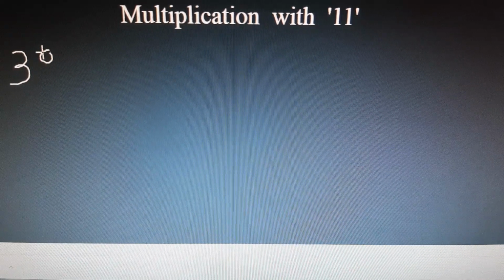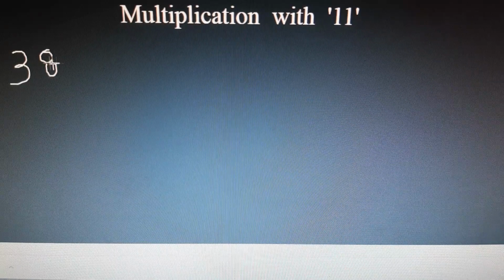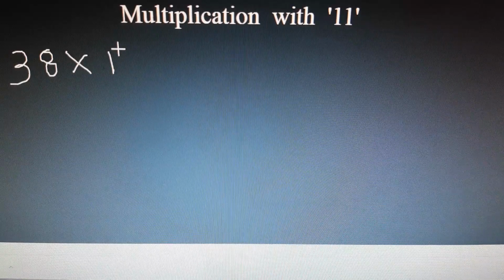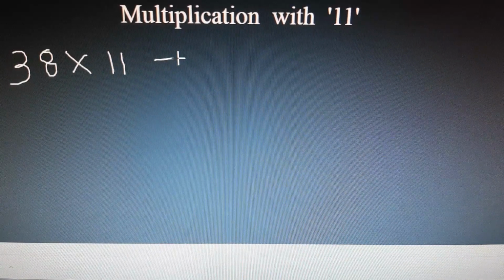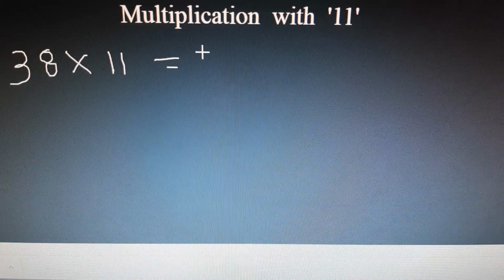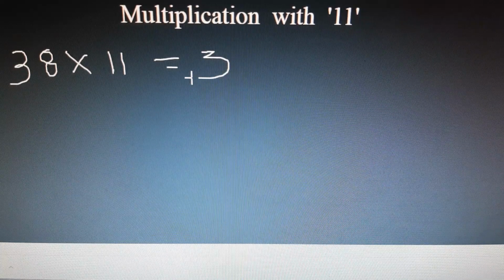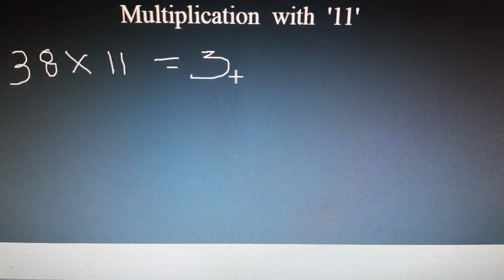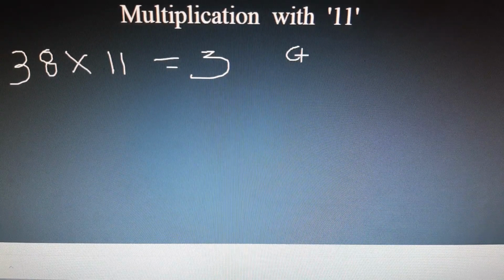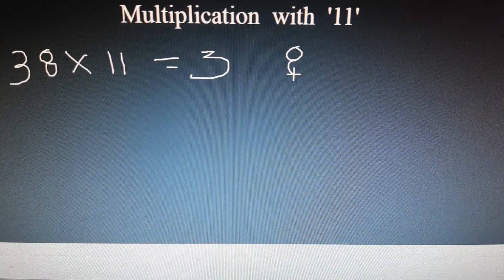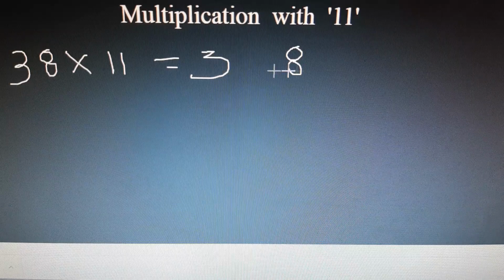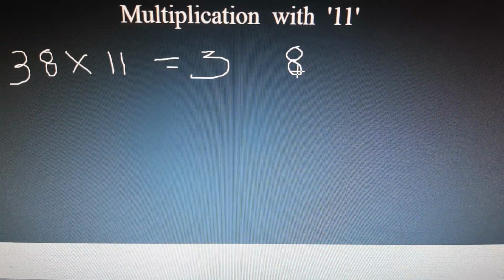Okay, now the carry forward number for this: 38 multiply by 11. Okay, now what is the first step? First step is you have to write down the first figure here. Second step is you have to leave the space, and the third step is you have to write down the second figure, that is 8. Okay, now you have to add both the figures.